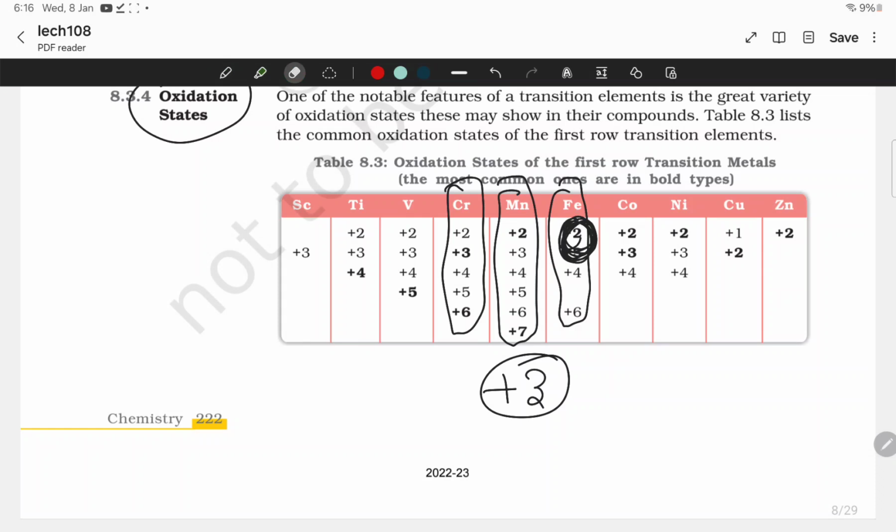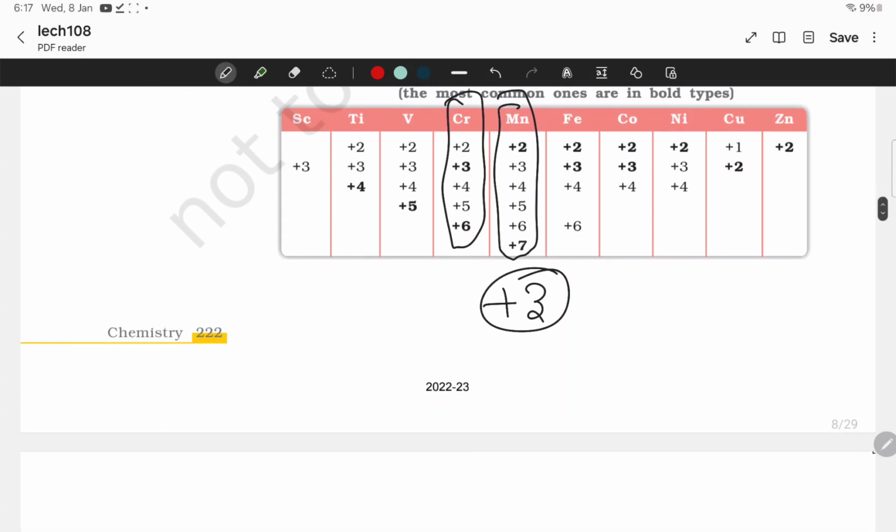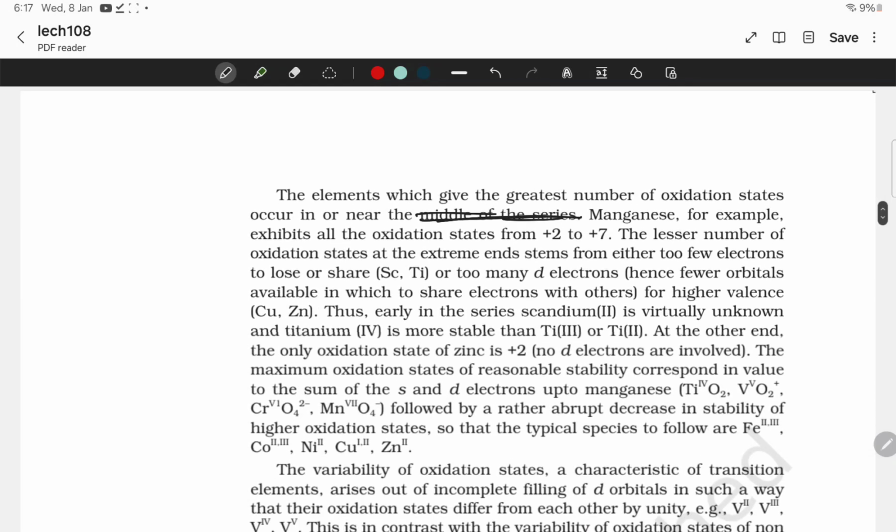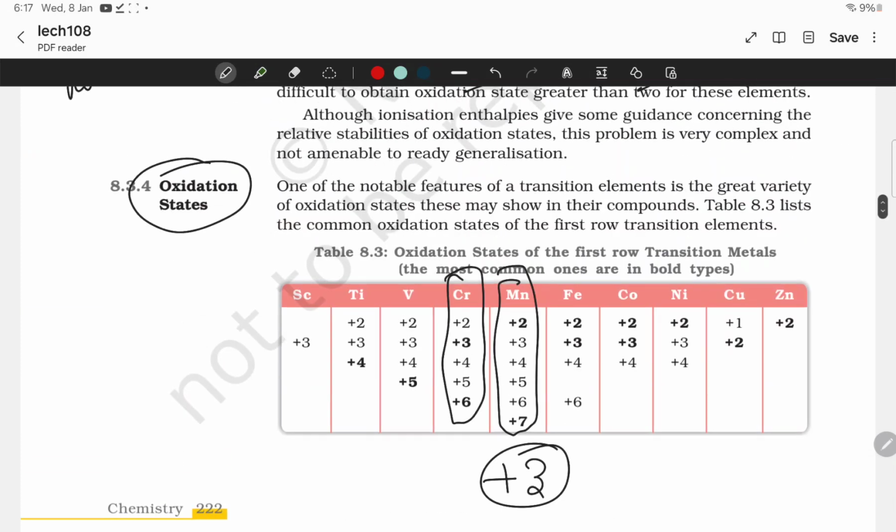+6 it will give only rarely. So look, in the middle, Mn is d5. It's correctly at the middle. So Mn has the most number of oxidation states. Manganese, for example, exhibits all the oxidation states from +2 to +7. Mostly the most stable states are +2 and +7 for manganese.